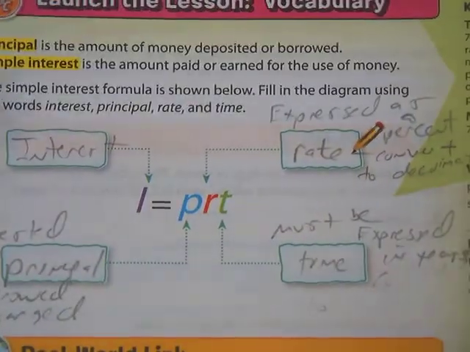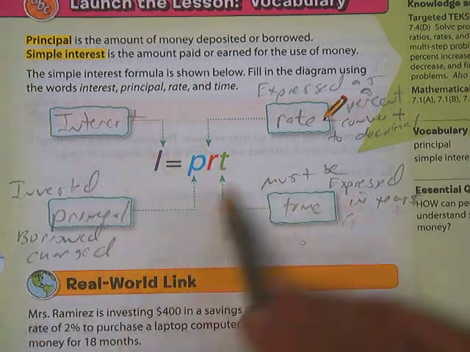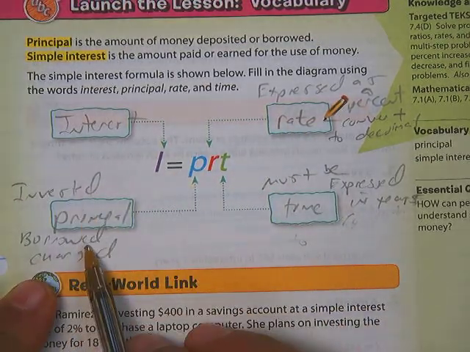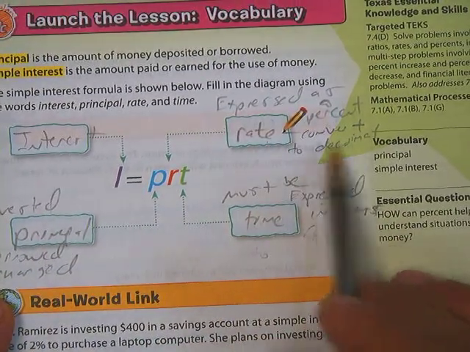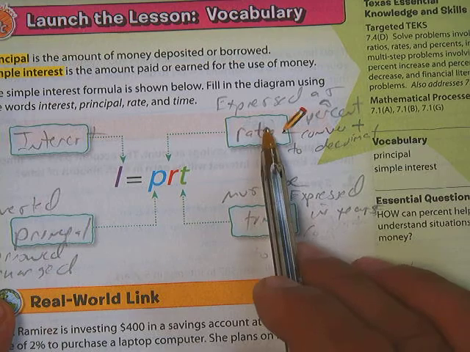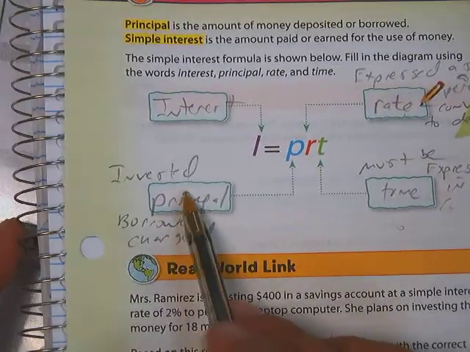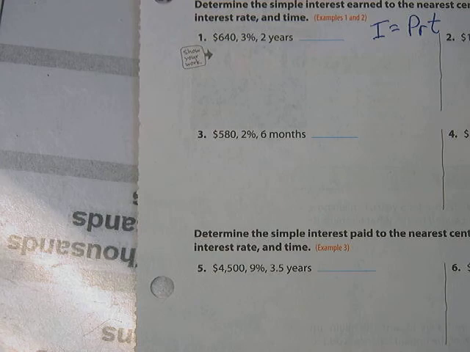Remember this here. We did this in class. Okay, what exactly each letter stands for and the keywords that go with it. The rate is expressed as a percent, convert to the decimal. Time must be expressed in years. Keywords: invested, borrow, charge when it comes to principal. Okay, so you have this already with you.